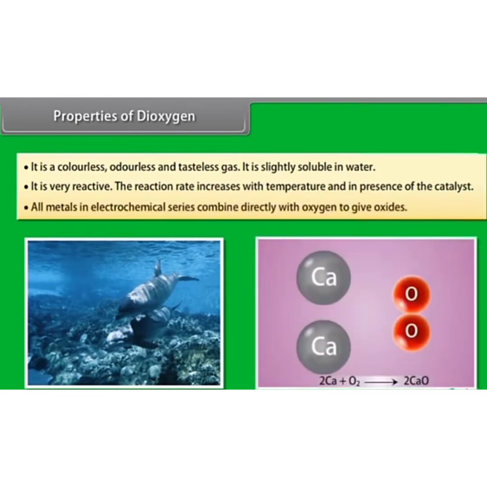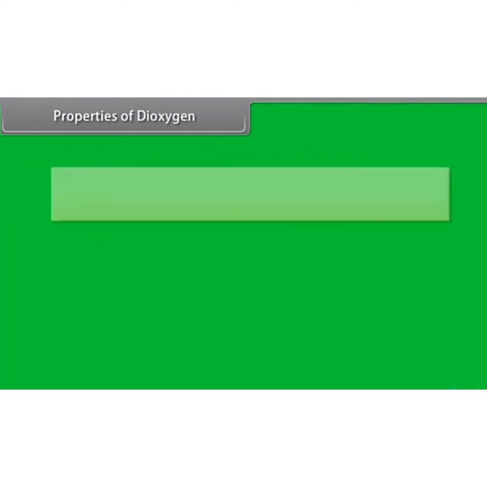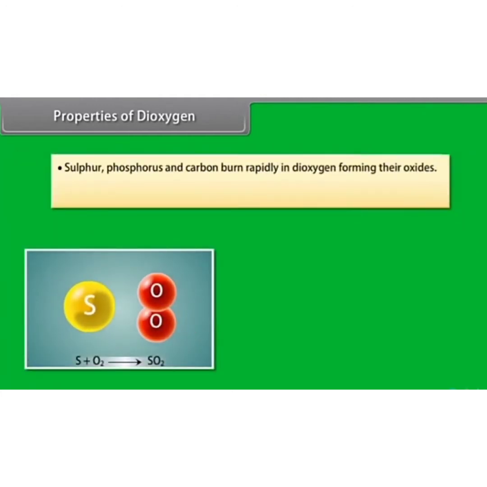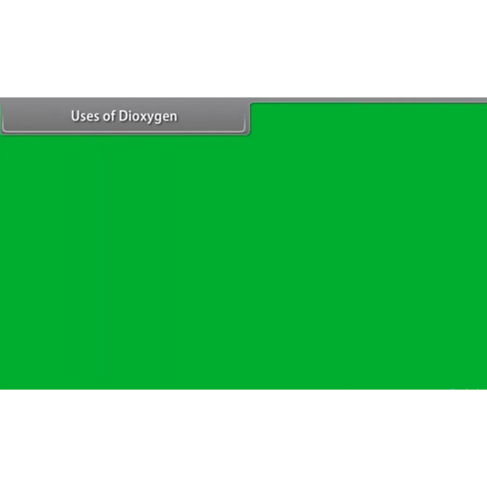All metals in the electrochemical series combine directly with oxygen to give oxides. Sulfur, phosphorus, and carbon burn rapidly in dioxygen, forming their oxides. Many compounds also react with oxygen. Uses of dioxygen.